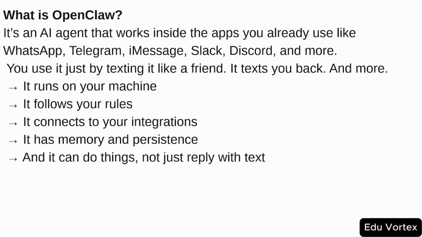So what actually is OpenClaw? OpenClaw is an AI agent that lives inside the apps you already use, especially messaging apps like WhatsApp, Telegram, iMessage, Slack, Discord, etc. So it's more like you're texting a friend or your employee who actually texts you back and gets things done. OpenClaw runs on your machine. You can deploy it on a virtual private server, or VPS, as well. It follows the rules you set for it.